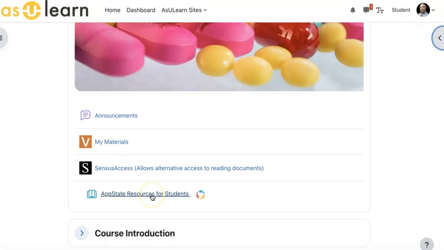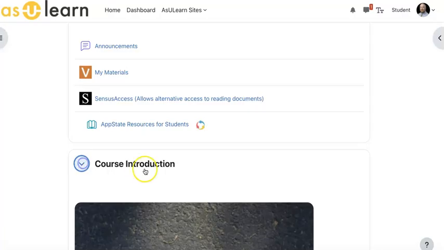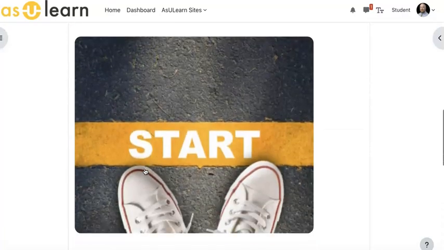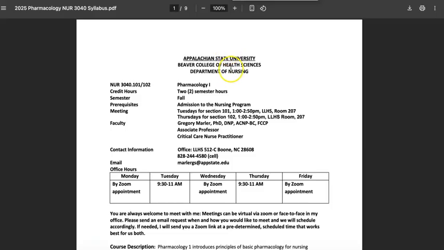Here's some other App State resources for you as well there. So course introduction. This is an area where we're going to start off with, and we're going to look at our course syllabus. So this is a 2-semester course, and actually this is the first semester that we've had this course in 2 different sections. So we have section 101 on Tuesdays from 1 to 2:50, and section 102 on Thursdays from 1 to 2:50.